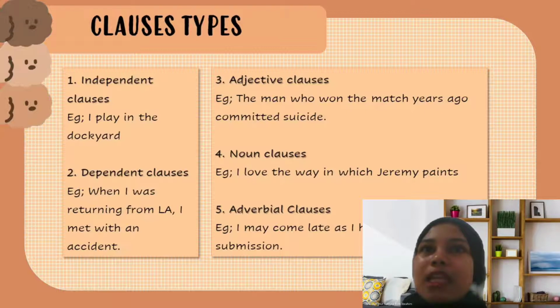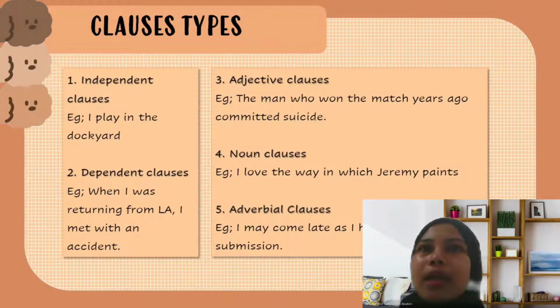So, firstly, what is independent clauses? It is the clauses that are not influenced by any other sentences. That is, they can present independently, satisfying the basic clause condition. It is also called as main clause. For example, I play in the dog yard.